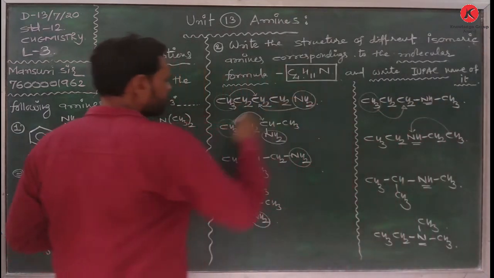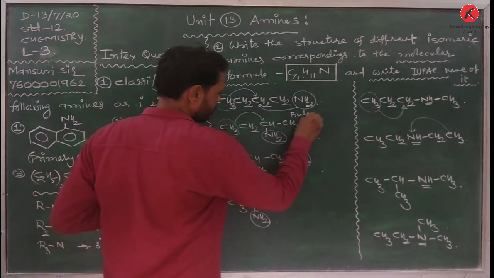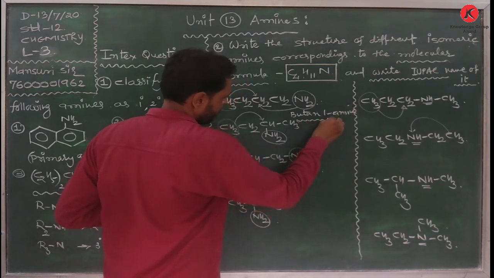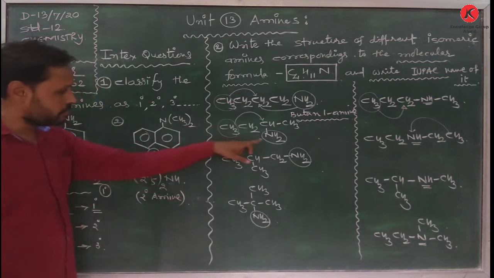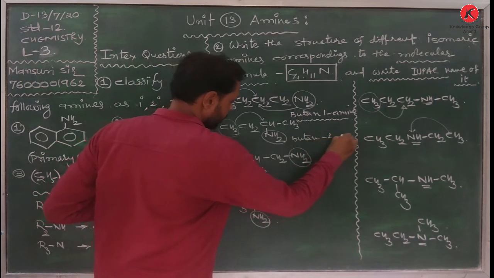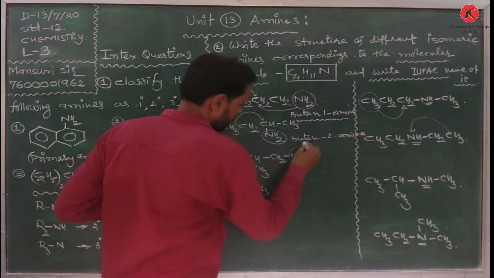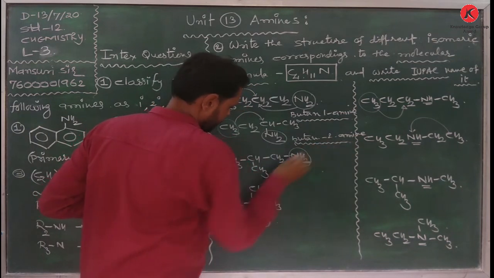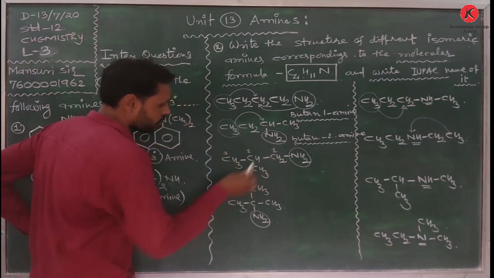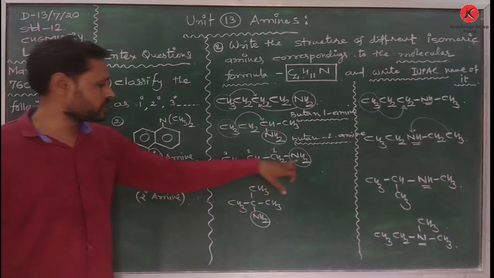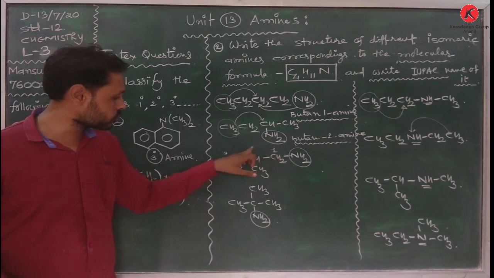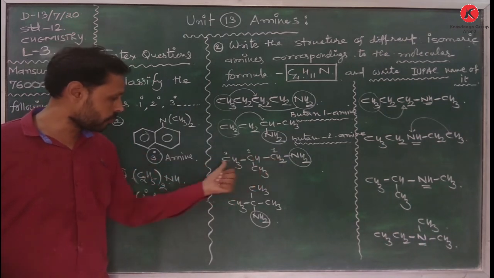This is my butane-1-amine. This is my butane-2-amine. Now here, the amino group is attached to the carbon with the least number, so we can use the word 1-amino, 2-methyl. This is 2-methylpropane-1-amine.